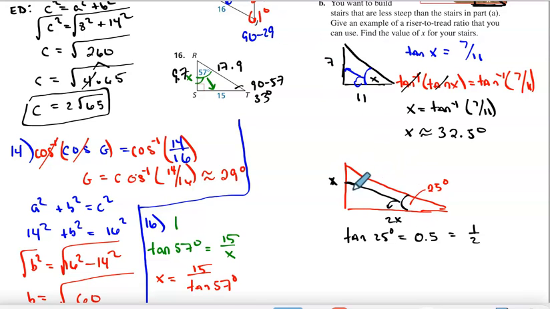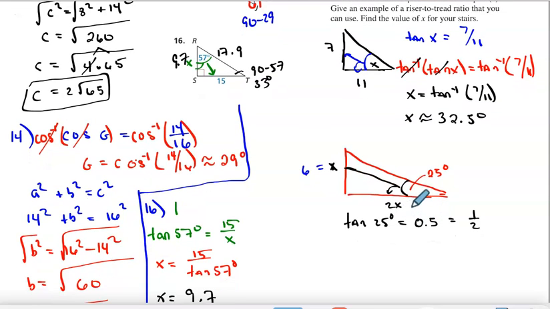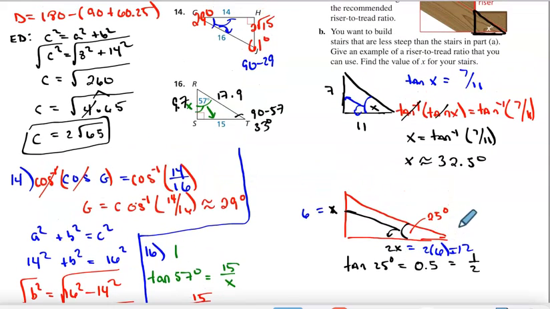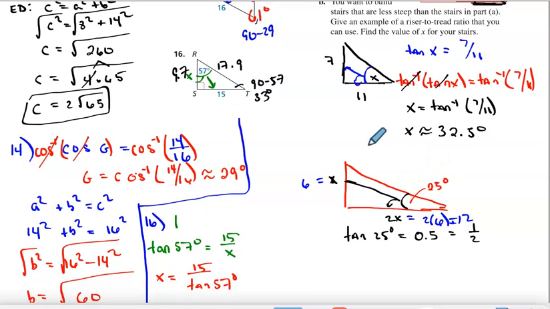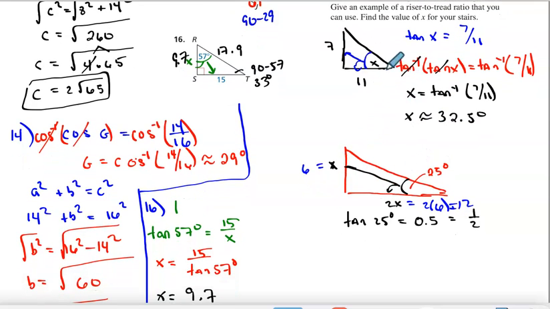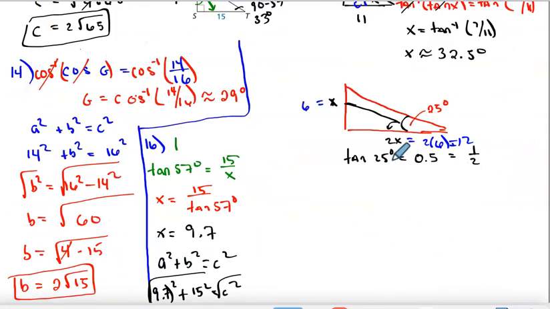So let's say you want your riser to be, I don't know, it was 7 inches before. Let's just say you want it less than that. Let's say you want 6 inches. Then this would be 2 times 6, which would be 12. So your riser would be 6 inches, and your tread would be 12 inches. That would be less steep, and maybe easier to go up. It might feel a little different, but it's just one possible answer.